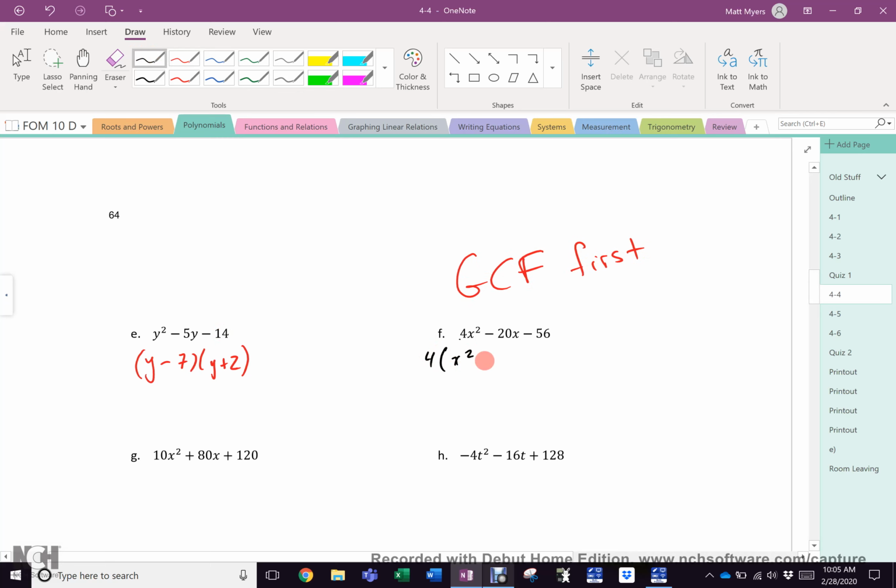What stays in there? X squared minus 5x plus 14. Hey, we just factored that, didn't we? So what is this answer? It's 4 times that, except it wouldn't be y's, would it? What would it be? X's. Everybody good?